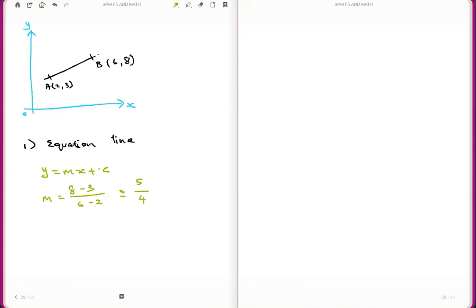Since this line passes through these 2 points, you may make use of either point and substitute into this equation. At the point 6, 8, when y is 8, x is 6. So therefore, 8 equals 5 over 4, that we found, times 6, plus c. This is when you look for your c.